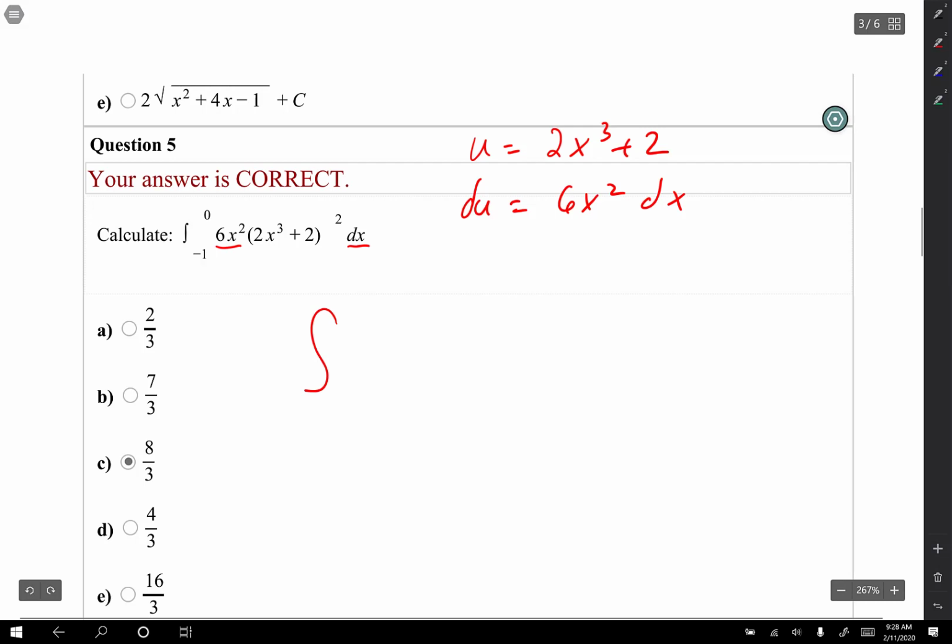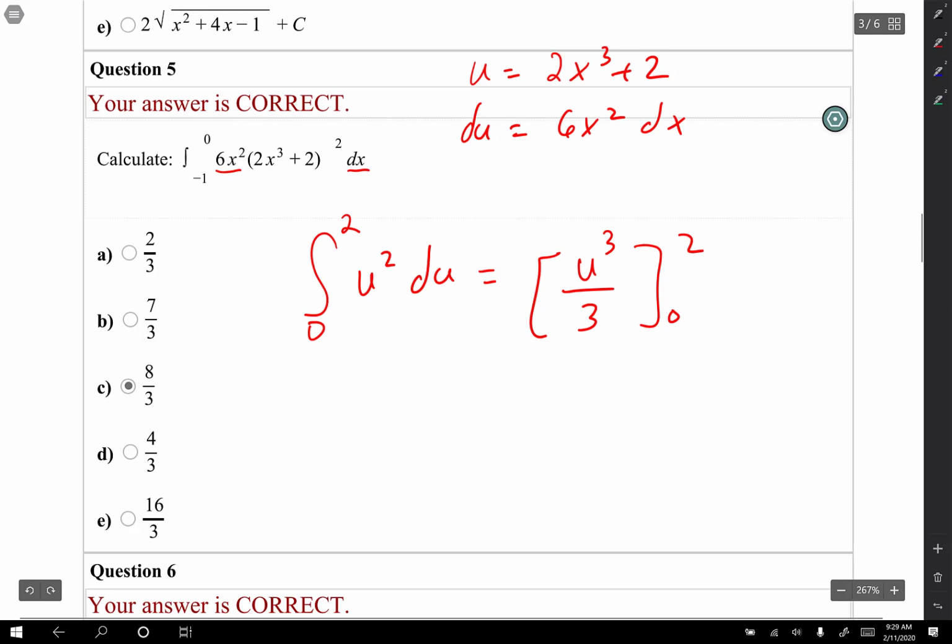Integral, notice I haven't put limits, u squared du. When u is -1, to the third is -1, times 2 is -2. -2 plus 2 is 0. When u is 0, I get a 2. And just work with this integral, guys. That's it. u cubed over 3 from 0 to 2. I guess we don't have to worry about the 0 there. 2 cubed is 8, so 8 over 3.